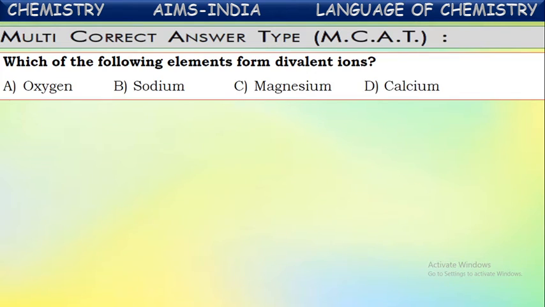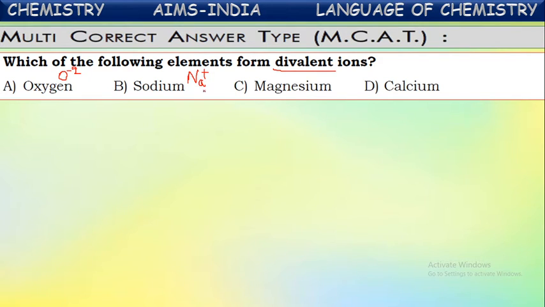So the first one: which of the following elements form divalent ions? See, which of these elements can form a divalent ion? What does it mean? Divalent means the ion with two valency. So which of these elements can form ions with two valency? Say the ion formed by oxygen, we call it oxide ion. Its valency is 2. What about sodium? Sodium ion formula is Na plus.